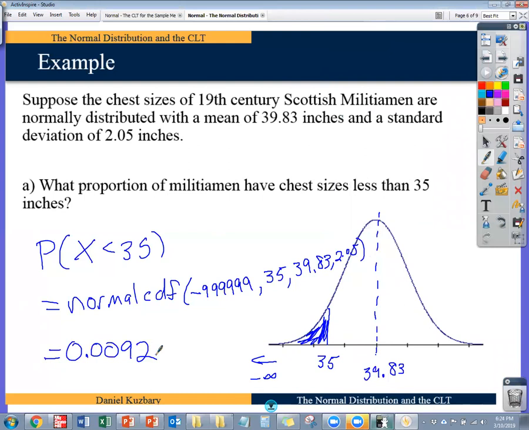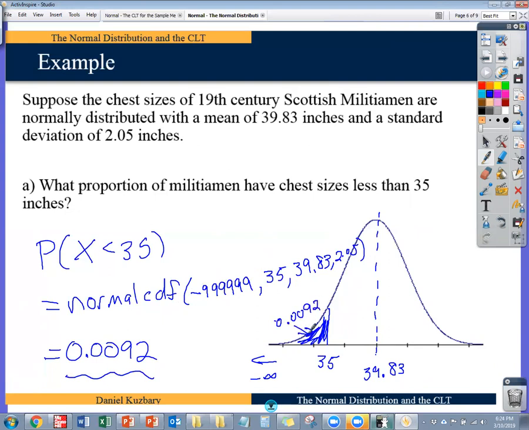which is a little different than what we get from the table. And that's just because the calculator is going to be more precise than the table. It's going to be even more precise if you add more nines to that. So, but this is my answer. This is what I would report, 0.0092 as my answer.